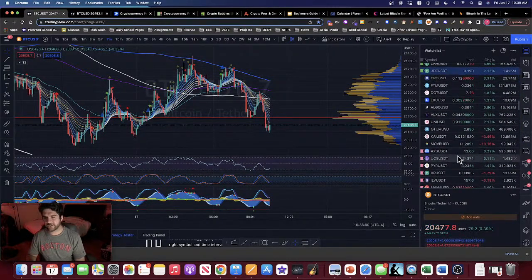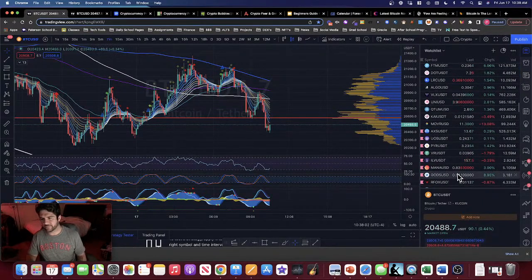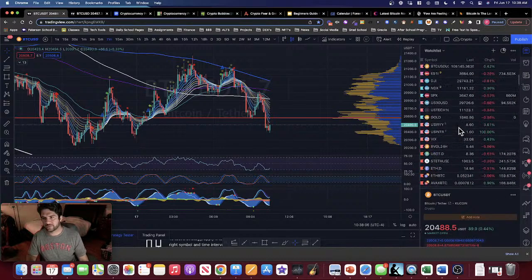Axie Infinity, I don't know. These are like my play to earn games. Gods Unchained killing it today. Up 8%.